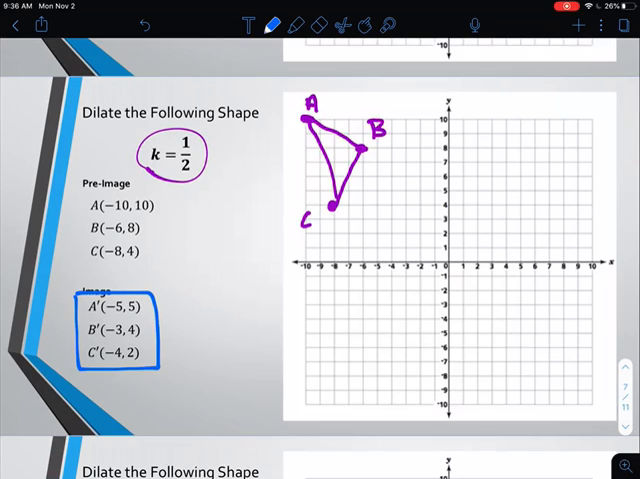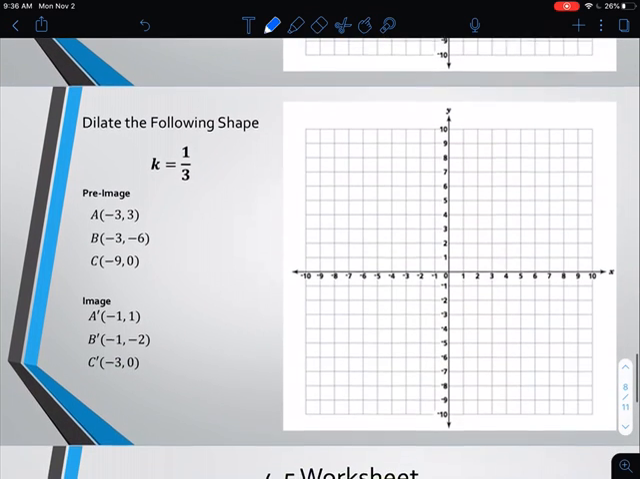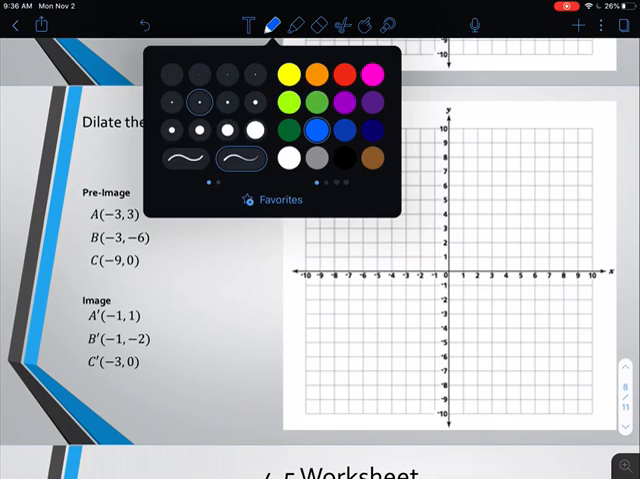So -10, 10 becomes -5, 5. So A prime moves to -5, 5. B prime, when we take -6, 8 and divide everything by 2, we get -3, +4. So we get B prime. And then C prime is -4, +2 once we divide our original points. And so now we get this smaller, reduced picture, A prime, B prime, C prime. Okay. Same thing with the next one.